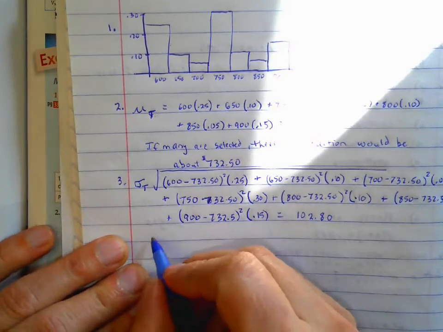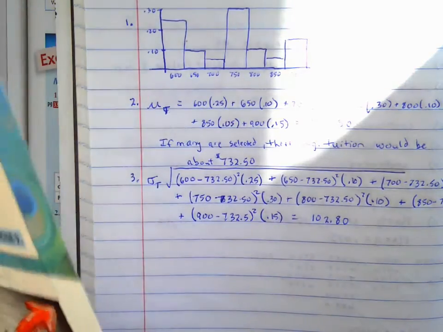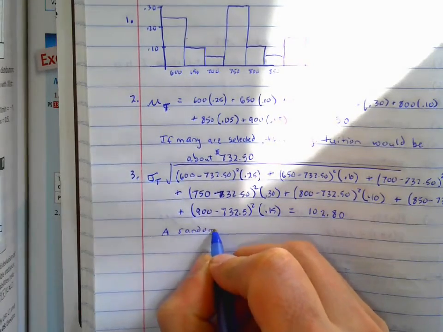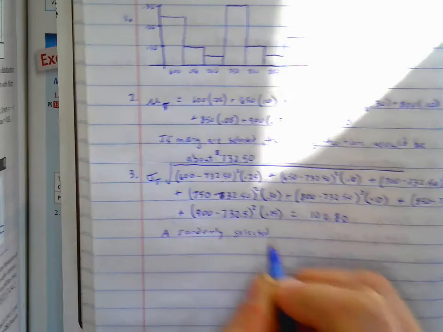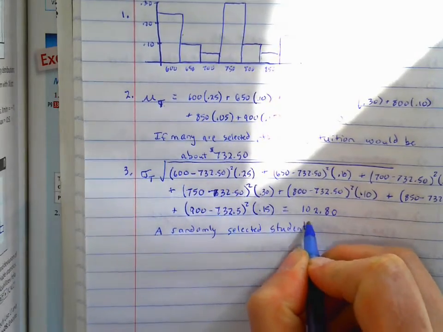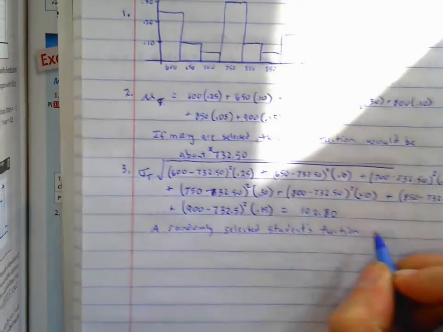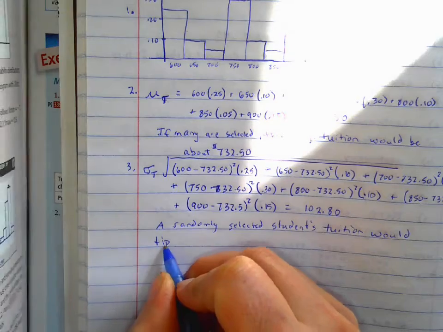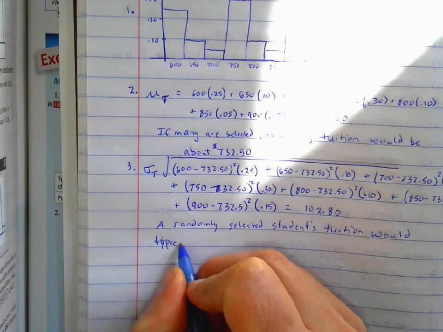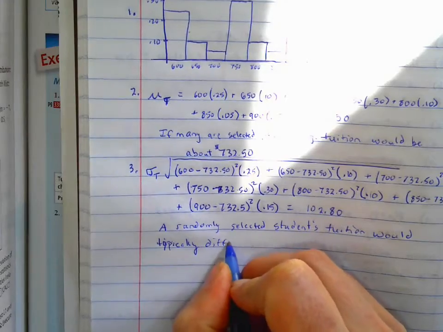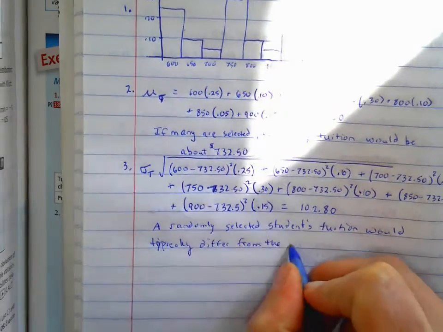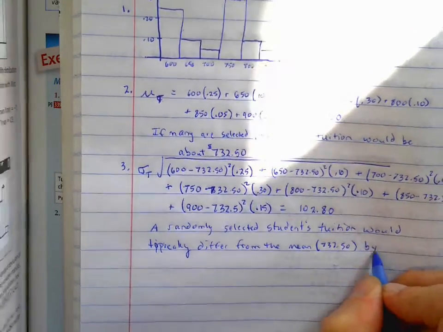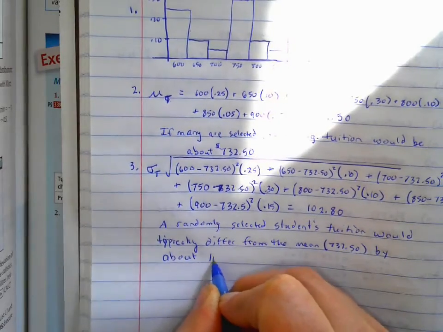If we interpret that, it says a randomly selected student's tuition would typically differ from the mean, which was 732.5, by about $102.80.